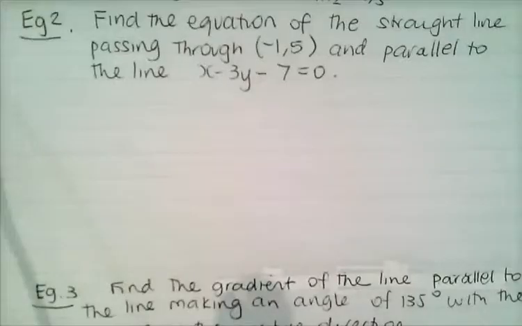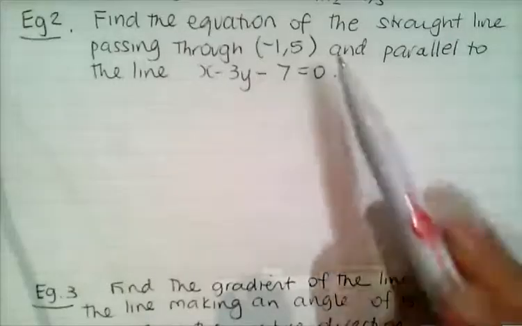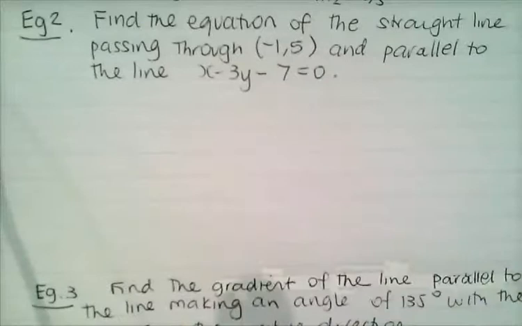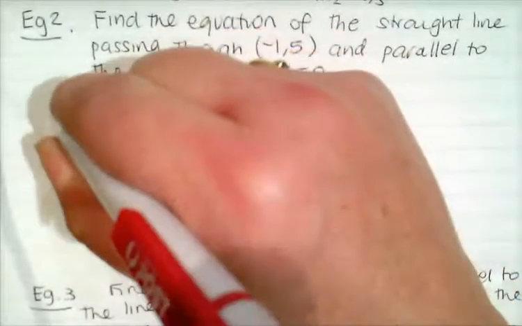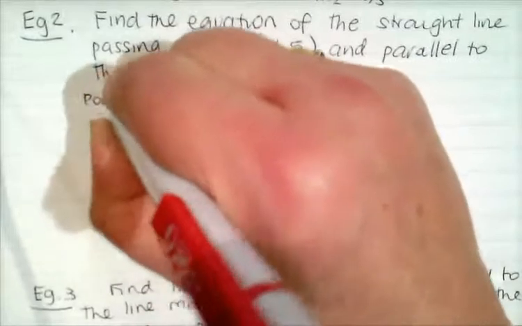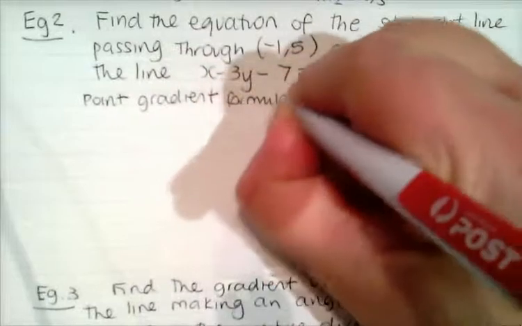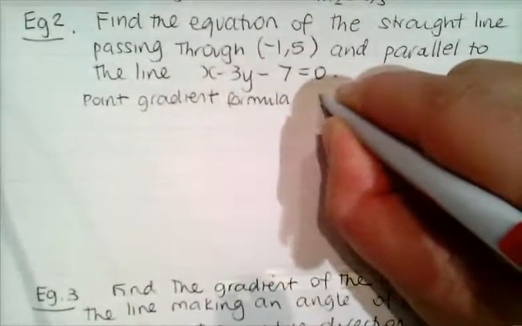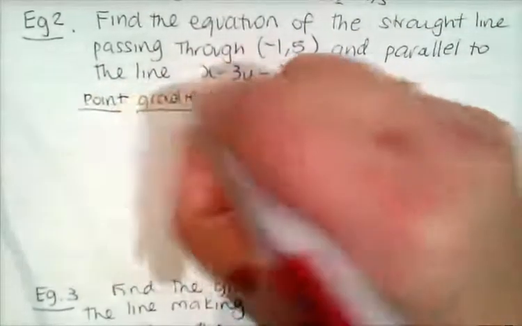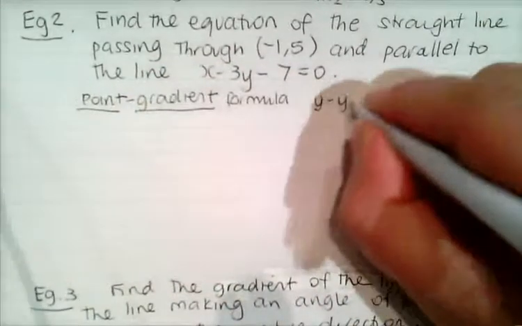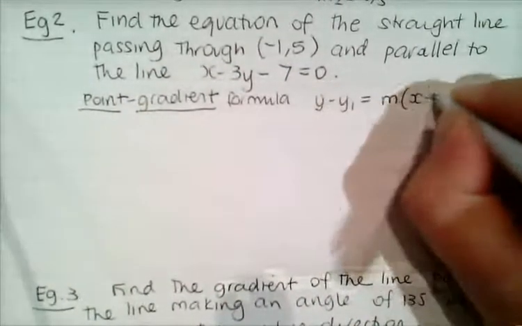In this question, find the equation of the straight line passing through this point and parallel to this line. Now, whenever you want to find the equation of a line, there are a few methods you can use, but the point gradient formula will always work. So I'm going to write down what the point gradient formula is. You did look at this in the last exercise. The point gradient formula uses a point and a gradient. So it is y minus y1 equals m bracket x minus x1.